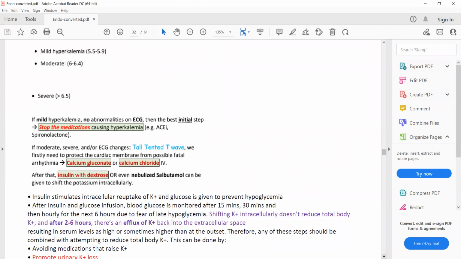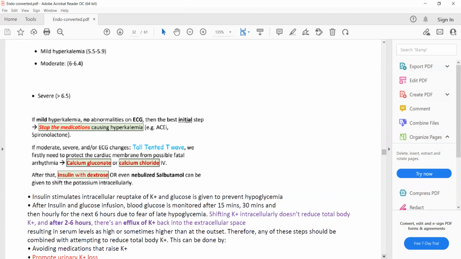Now, if there are no abnormalities on ECG, then the best initial step is to stop the medication. So one scenario is that the person will present to you with mild hyperkalemia with a normal ECG. His potassium level will be 5.5 or 5.9 or any value between them, and the ECG will be normal. The best initial step will be to stop the medication.